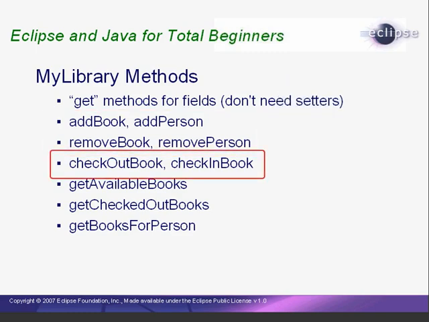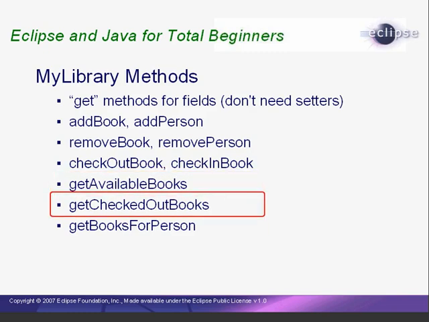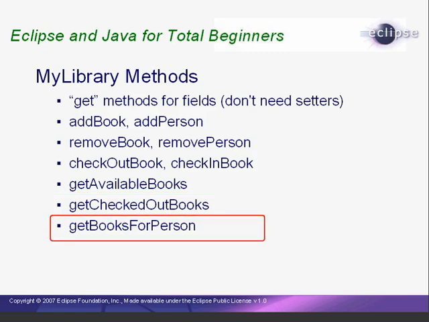Now, in addition, we're going to need methods to check out books, check in books, and then it'll be nice to be able to get a list of all the books that are available, that is, books that aren't checked out, and it'd be nice to get a list of all the books that are checked out. Finally, if we have a person, it would be nice to get a list of all the books that a particular person has.